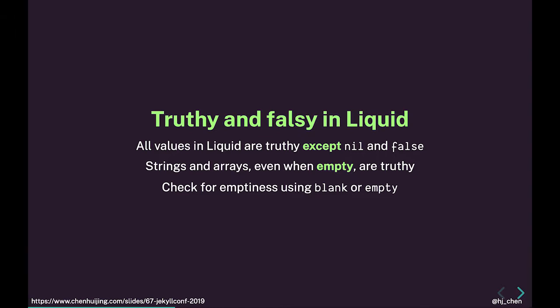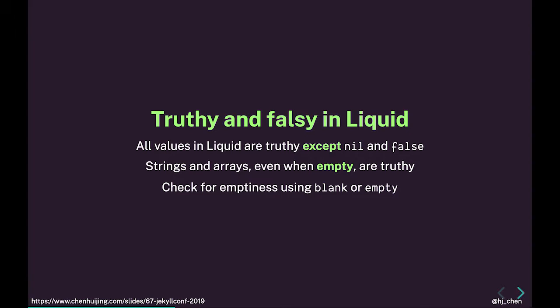So what this means is that strings and arrays are considered truthy even if there's nothing in them, even when they're empty. Their mere existence is truth. The same goes for the number 0, any integers, any floats. I think you're starting to get the picture about truthiness in Liquid.